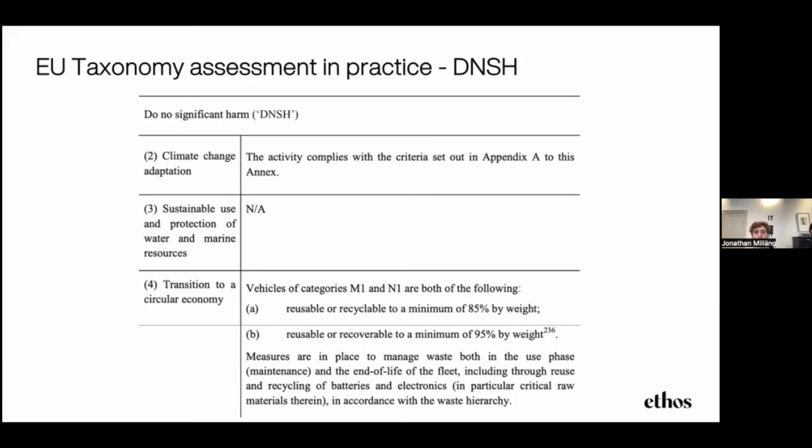So in order to understand if you are not doing any harm to climate change adaptation, you have to comply with Appendix A in the Delegated Act. In this case, it's about conducting a climate risk and vulnerability assessment. For this activity, sustainable use and protection of water and marine resources is not applicable. But on the other hand, transition to a circular economy is, and then you have to assess if the vehicles are reusable or recyclable to a certain extent.